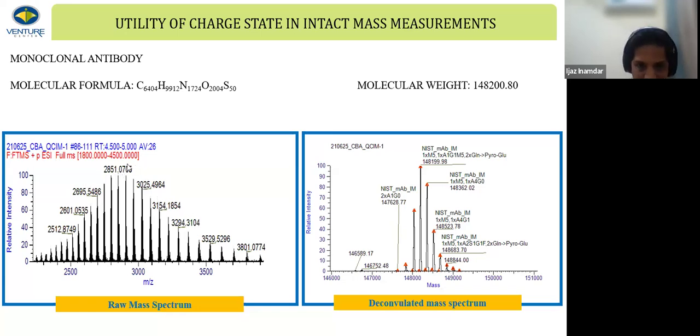But again, after deconvolution, the process is automated, you will get the mass that corresponds to this. So I am getting 148,200 as the expected mass. I am getting a mass of 148,199. Only the difference of 1 Dalton. So that is how we develop a method.